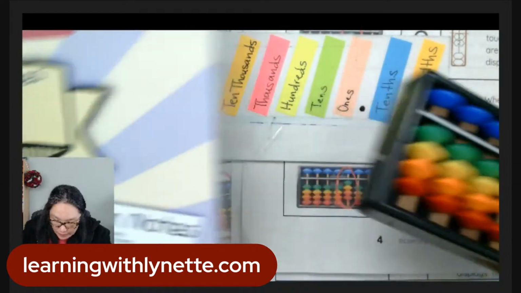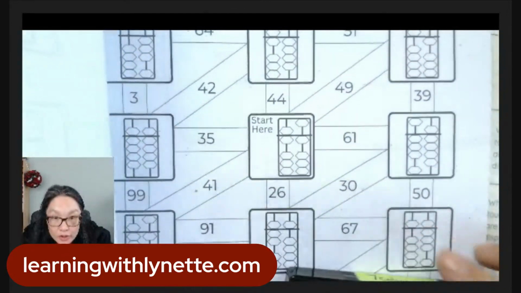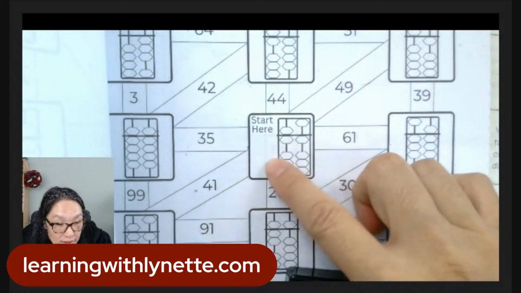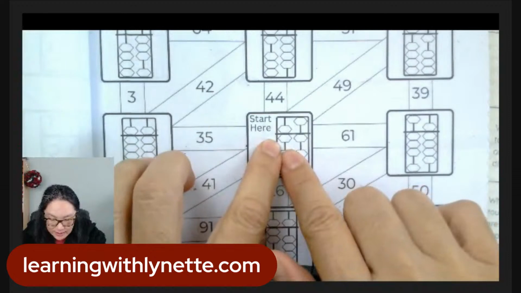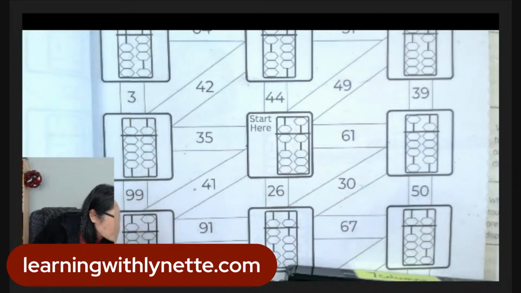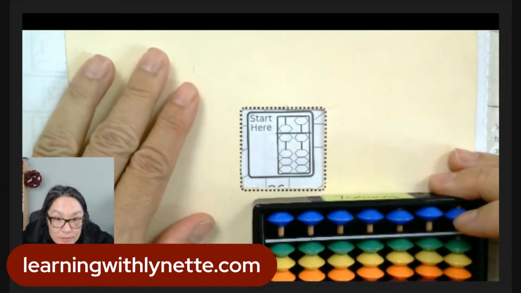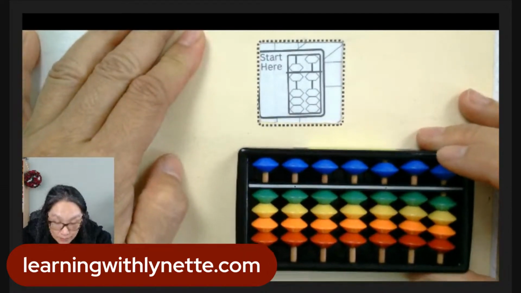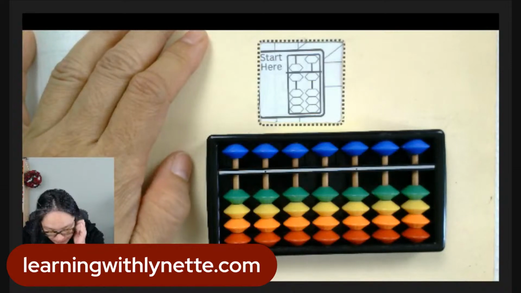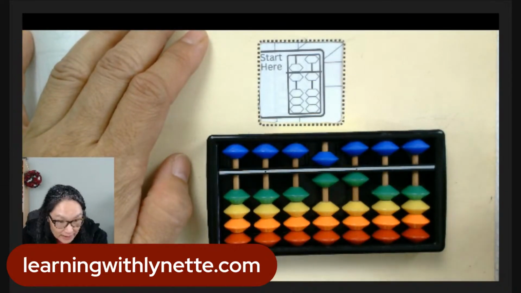So let's do another one. Here is a little maze that I have created. What we're going to do is look at the maze, and let me know in the chat, what number do you think this is? Let me see if I can find my mask maze. So here's my mask maze, and this is my little number. What is my number? If I show you on my abacus, I have this and I have that. So then my number is, yes, thank you, Lady E, 61.